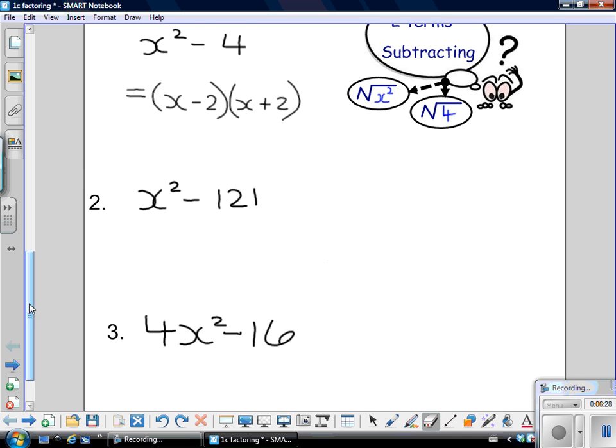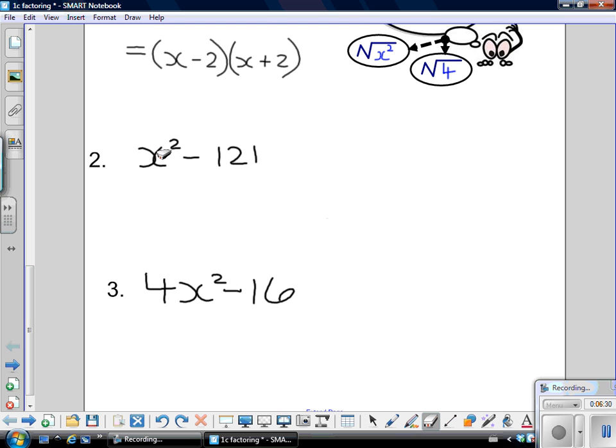This time my thinking guy is going to think: two terms separated by subtracting. Is x squared a perfect square? Yes, it is. And what about 121? Yes, it is too.